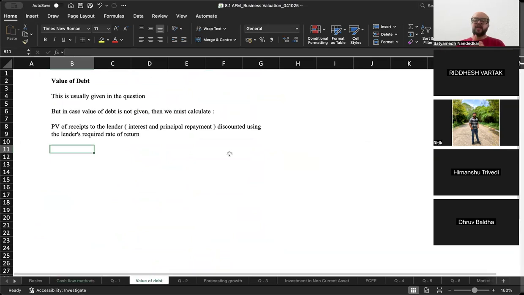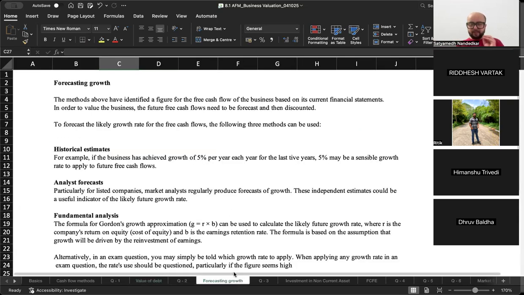Value of debt is mostly given in the question, or the question could say something like the company's debt of face value 100 is trading at 105. And say for example you have 20,000 loan notes, so market value will be 20,000 into 105. So that is how you will arrive at the number. And the value of debt will either be clearly given, or you will have to calculate using one or two quick steps, and then you will arrive at the value of debt. From total value of business, subtract value of debt, you will be left with value of equity.